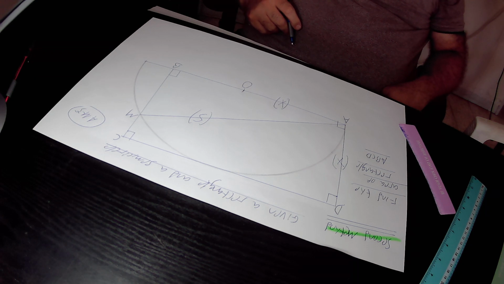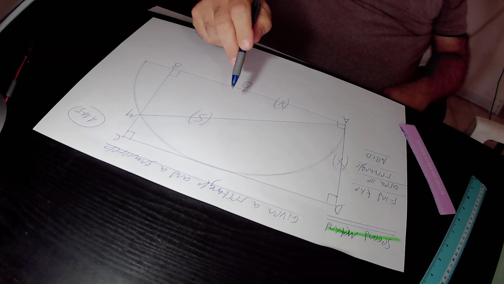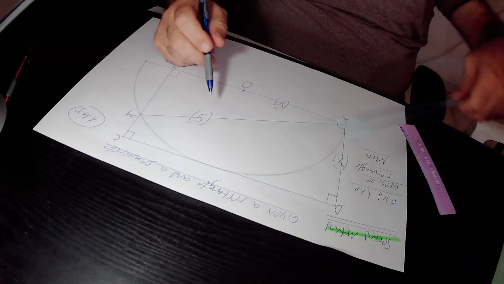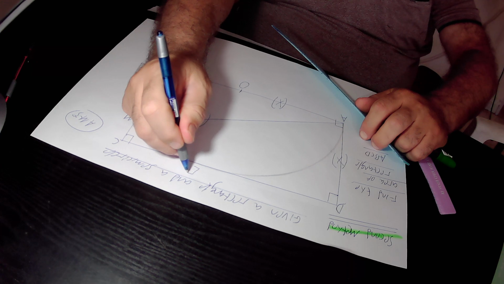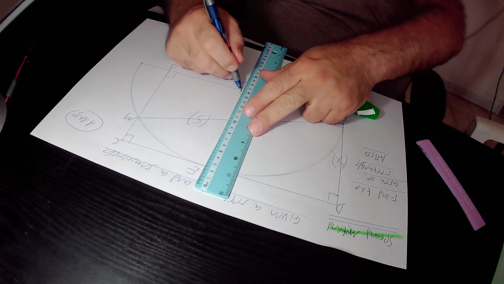In the next step, we will define the point of tangency of tangent DC with this semicircle. This point is point E. And we will join points O and E together by a straight line.